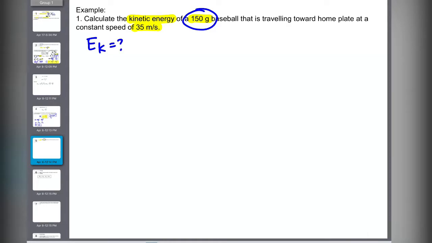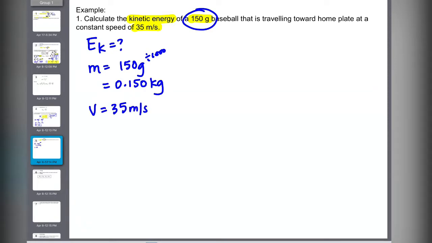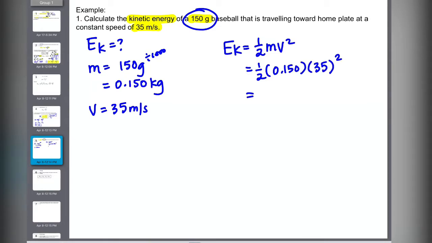I'm looking for the kinetic energy, with the mass being 150, but I would change it right away by dividing by 1,000 to go from grams to kilograms. And then they tell you the speed is 35 meters per second. The equation for kinetic energy is 1/2 mv squared. Nothing tricky with this question. My biggest problem is people sometimes forget to apply the square. So the answer works out to be 1/2 times 0.15 times 35 squared.